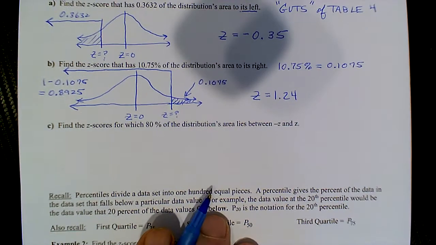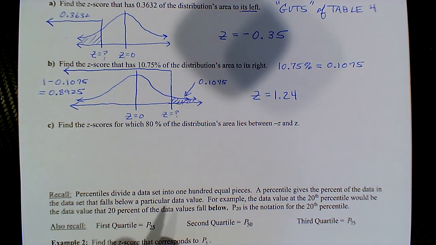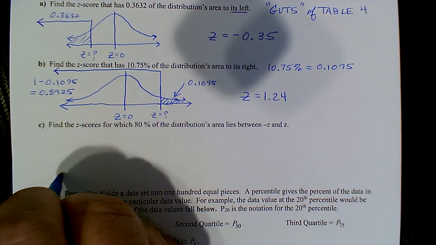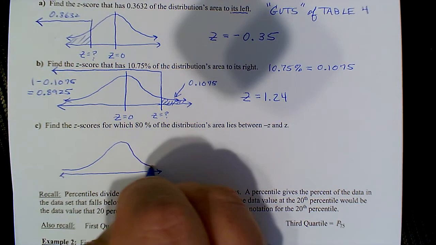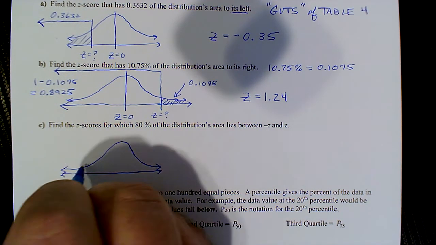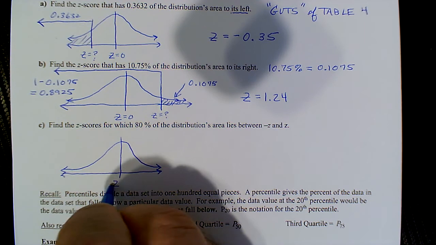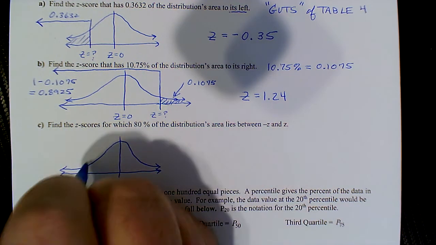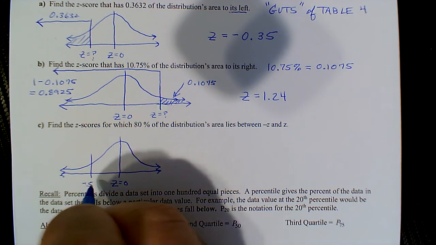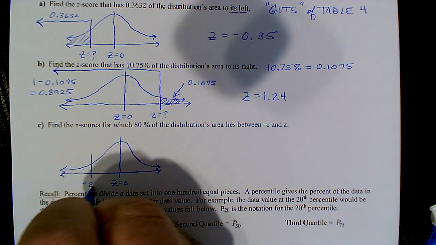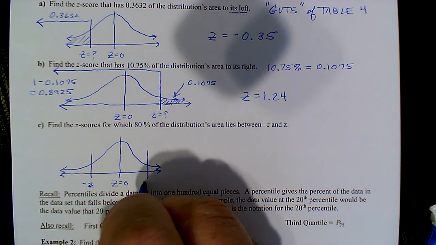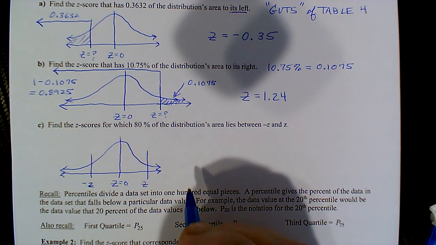Okay, and then this one asks, find the z-scores for which 80% of the distribution lies between negative z and z. So make a sketch of the situation. Got our normal distribution. And getting the z equaling 0 down the middle again is always something we want to label. And we're told that between negative z and z, there's 80%.